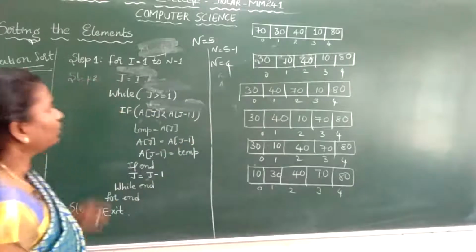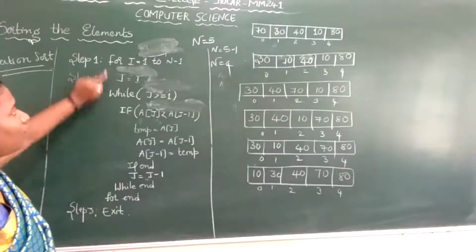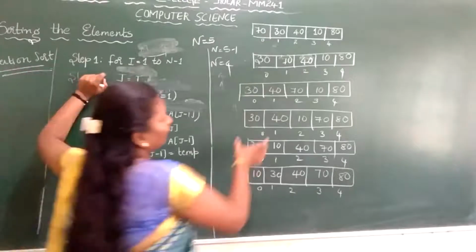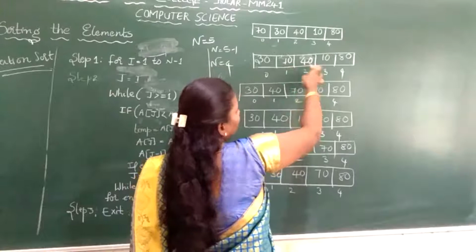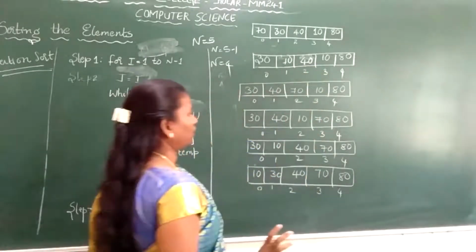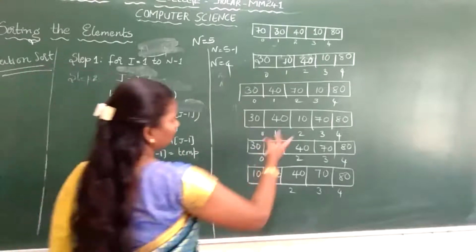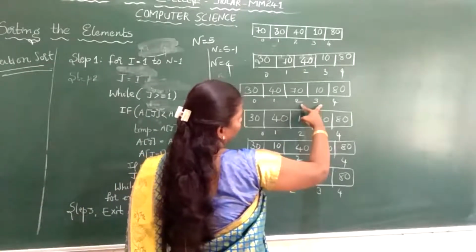Okay, again we checked the for and while loop, and again we incremented the i value to 2. Here we checked 40 with 70, so we did the swapping. So the 30, 40 swapping is finished. Again we have 70 and 10, we did the swapping, and the i value got incremented to 3.